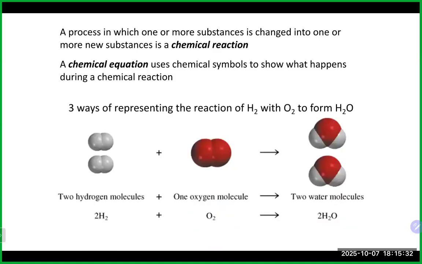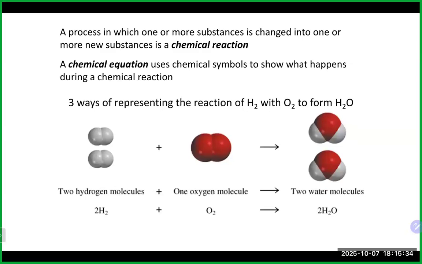Obviously, a process where one or more substances change into another substance or substances is a chemical reaction. It's a chemical change. One way that we represent a chemical reaction is using a chemical equation. In a chemical equation, on the left-hand side of the arrow we have our reactants, which are starting materials, and they go to products, which is our stuff that is formed.